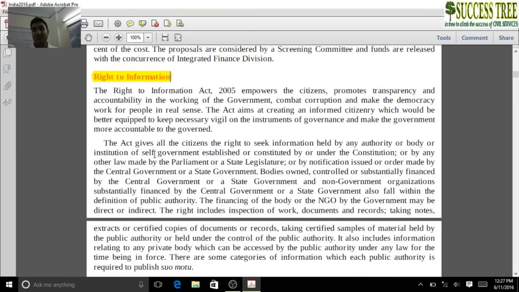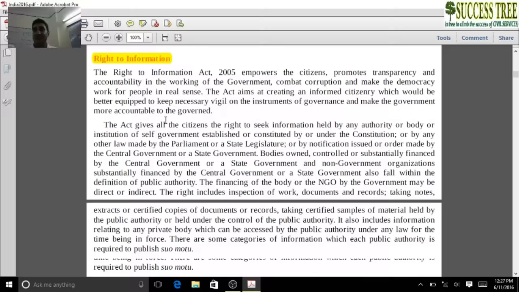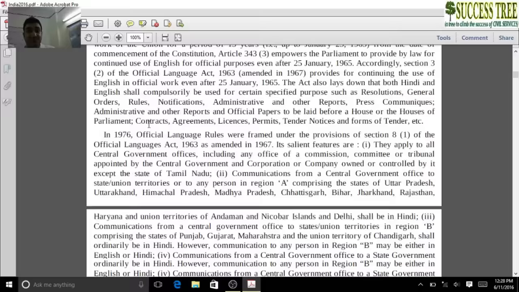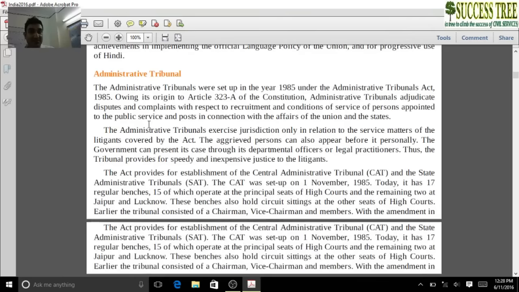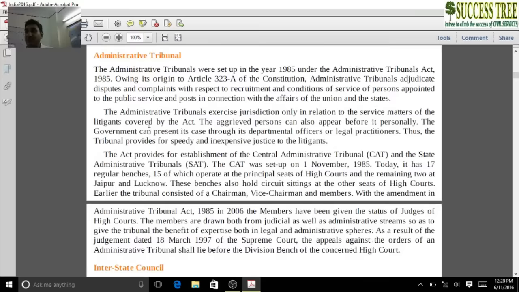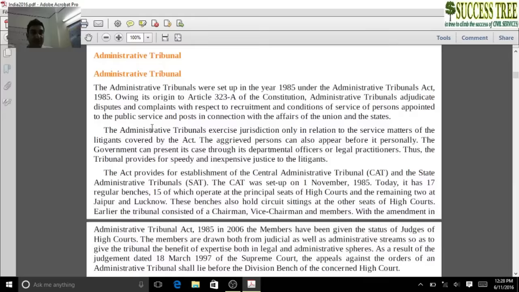At this time you just need to remember that right to information is a statutory act, as well as it is given the status of a fundamental right under article, which article? You're not listening. Right to information is given the status of fundamental right under which article? Yes, 19.1a, freedom of speech and expression. Right to reputation? 21. So go through the rights given there in Laxmikant under Article 21 and 19.1a.